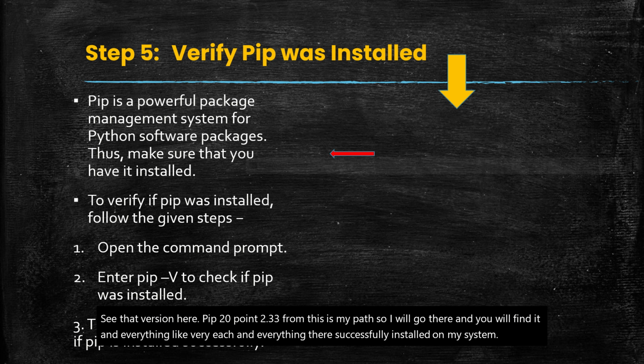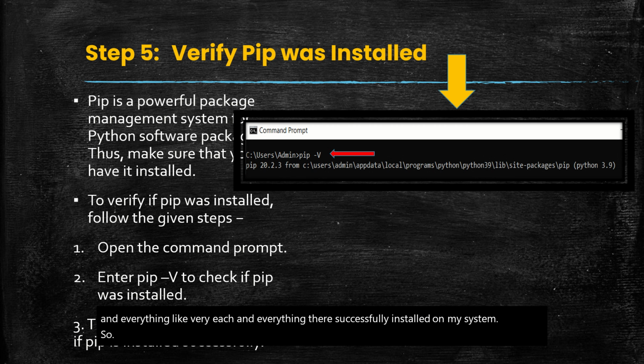So this is the command prompt, and as I write in my system, here you go, pip -v, so you will see the version.